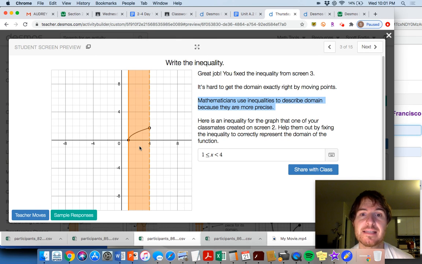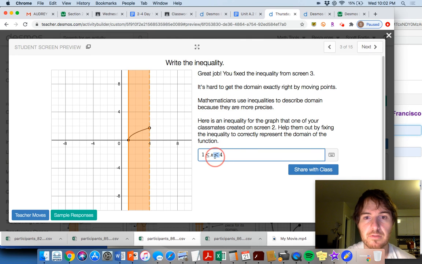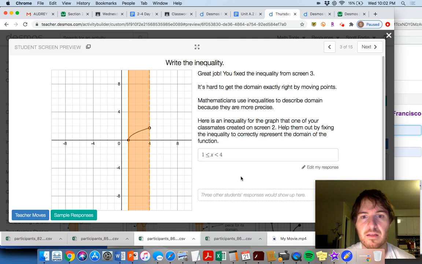Help them out by fixing the inequality to correctly represent the domain of the function. Well, I think that looks pretty good. Here's an inequality for the graph that one of your classmates created on screen 2. Help them out by fixing the inequality to correctly represent the domain of the function. I think that looks right. What's wrong with that? -1 is less than or equal to x is less than or equal to 4. So, I don't really know where it's going with this, but here is x equals 1. There is x equals 4. Oh, it's going a little bit further. No, it stops at 4, and it doesn't include 4. So I think I'm just going to submit that, and that's what I got.